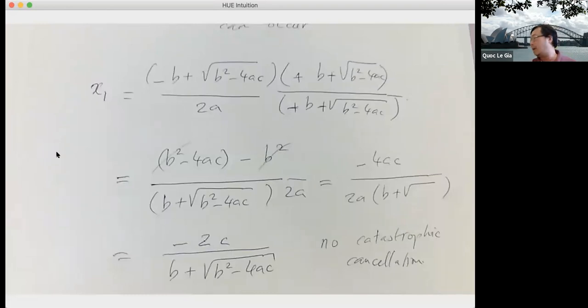Okay, so now the next question is, how do I tell that there is no catastrophic cancellation? Well, because now this one is just a plus of two real numbers. So remember here, I assume that b is positive. So this one is just a plus of two positive numbers. Catastrophic cancellation is when you have a minus of two real numbers that are close to each other.